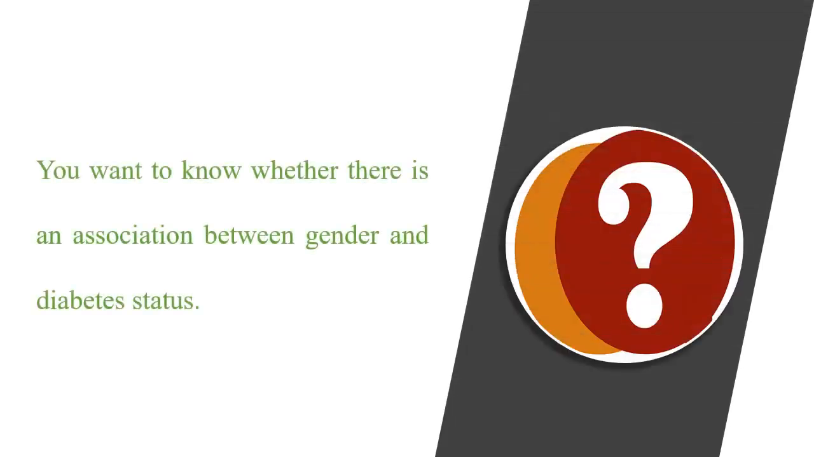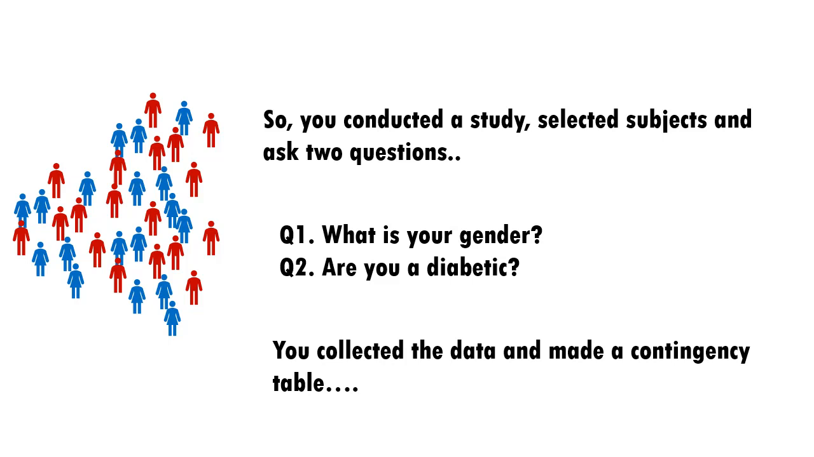So one research question could be whether I want to know the association between gender and status of diabetes. So to do that, I have conducted a study, selected study subjects, and I have inquired about two questions. The first question, what is your gender? And the second question, are you diabetic? So I have collected the data and I have made a contingency table.